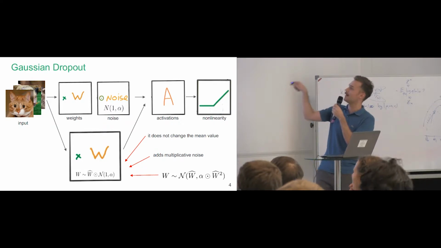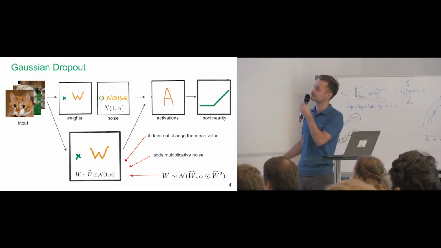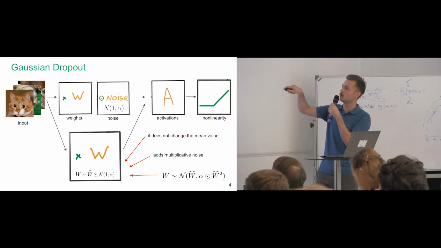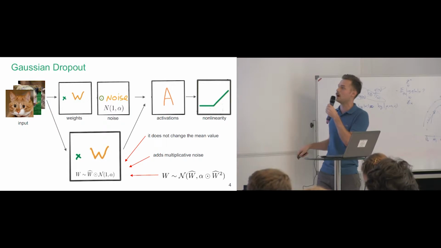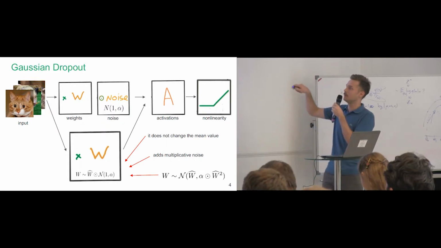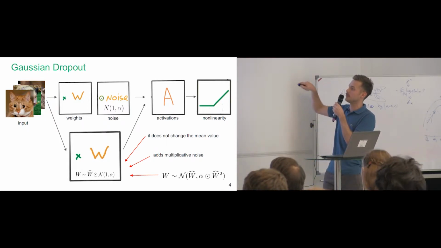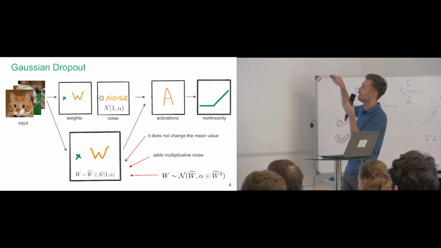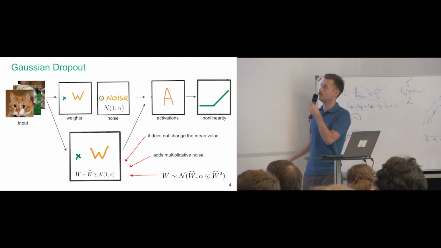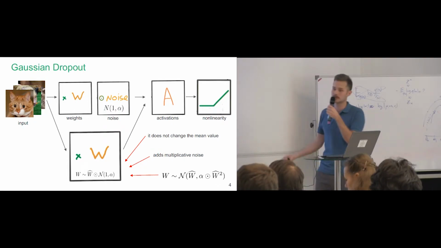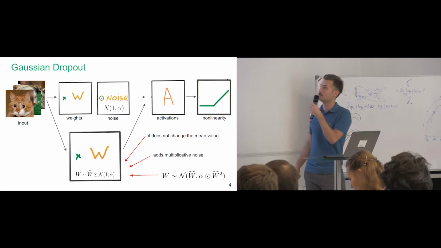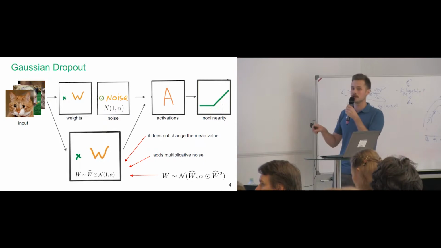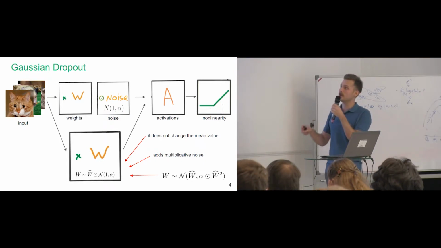We see on the upper part of the slide a Gaussian dropout model where we have an input of our layer. We multiply it by our weights, add some multiplicative Gaussian noise, obtain activations and then apply nonlinearity. And what's the motivation of Gaussian dropout? That's the same as binary dropout. We just want to regularize our network. But let's take a look at this at a slightly different angle.